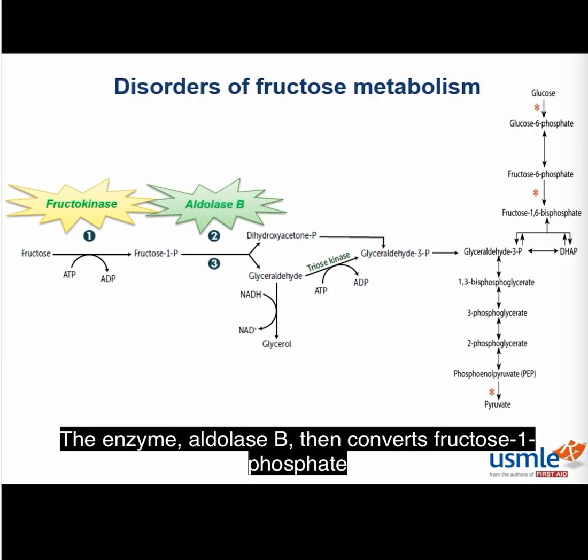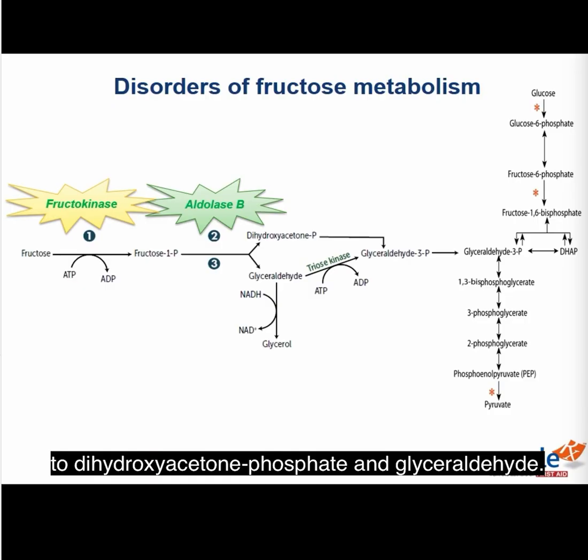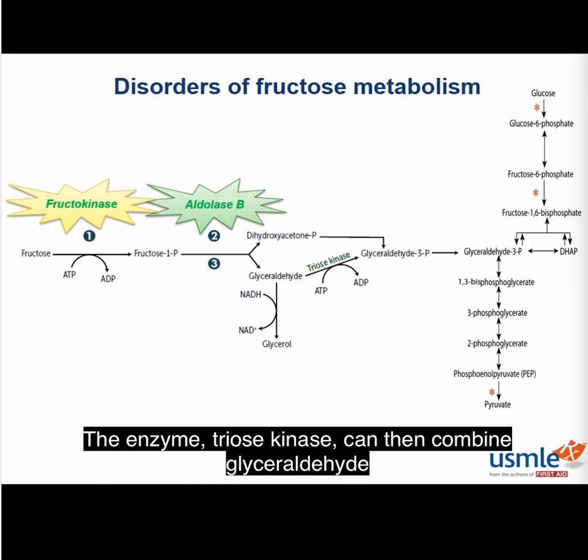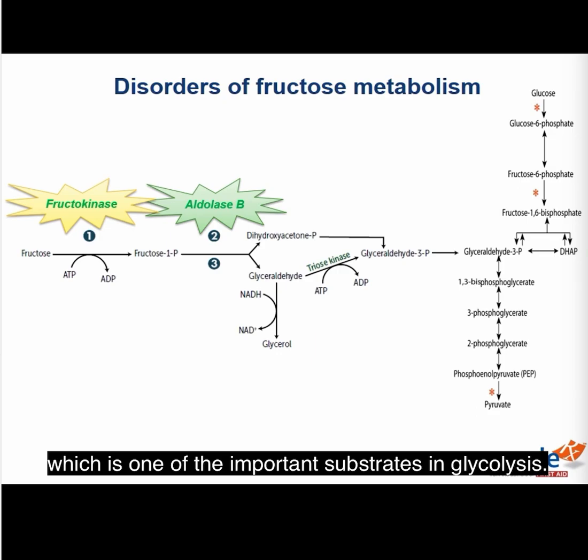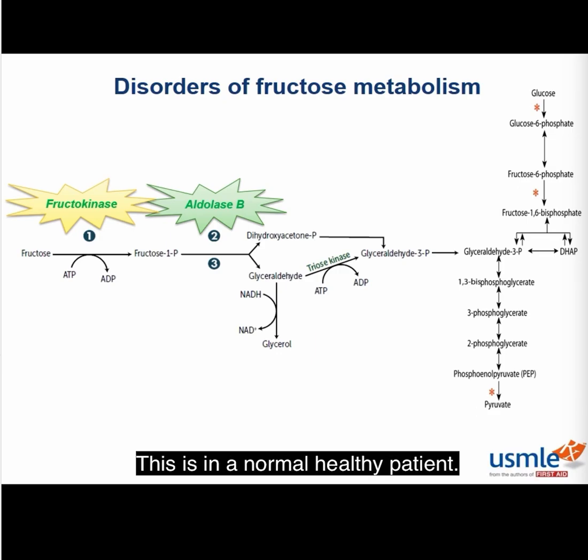The enzyme aldolase B then converts fructose 1-phosphate to dihydroxyacetone phosphate and glyceraldehyde. The enzyme triose kinase can then combine glyceraldehyde and ATP to make G3P, which is one of the important substrates in glycolysis. This is in a normal, healthy patient. So what happens when you're missing key steps in this pathway?